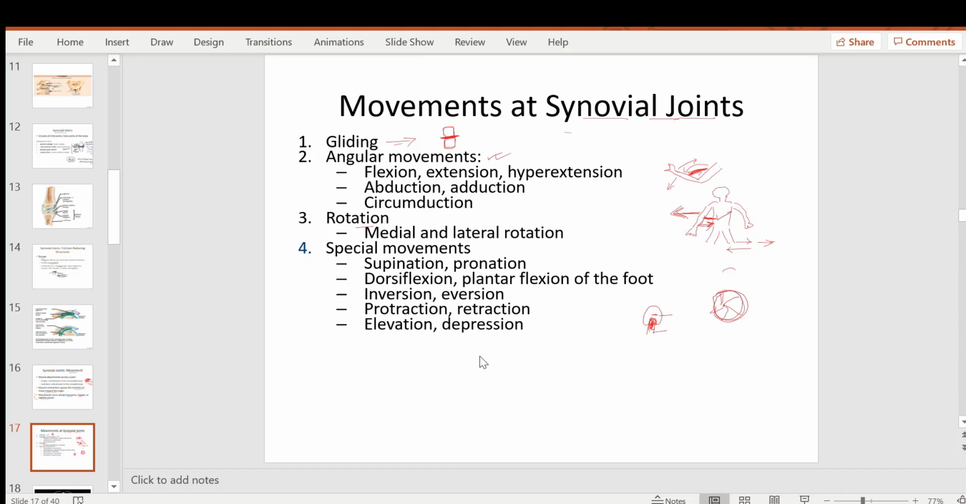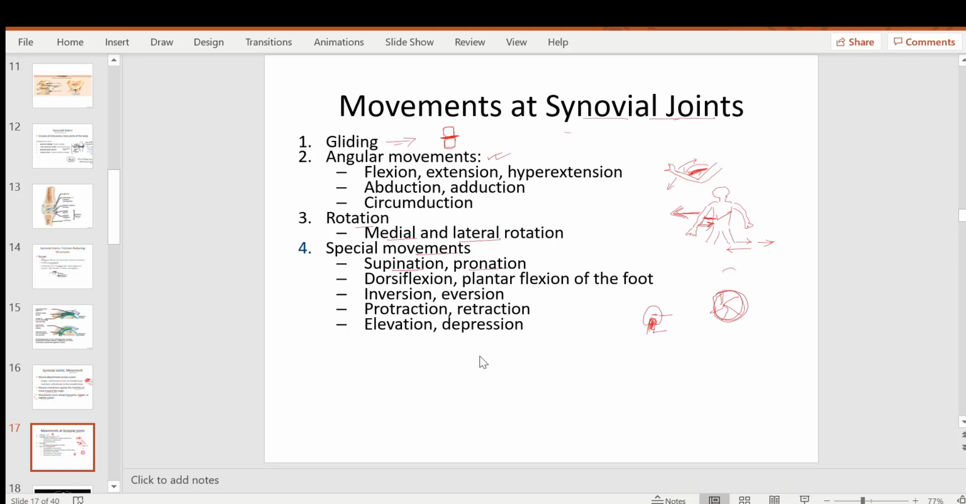Then, medial and lateral rotation. If I ask you to move your head laterally, that is lateral rotation, and bring it back to normal position, that is medial rotation. Special movements occur in many synovial joints.